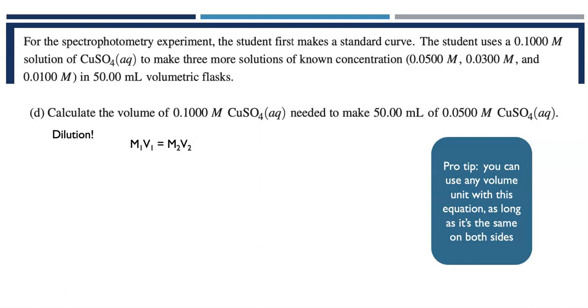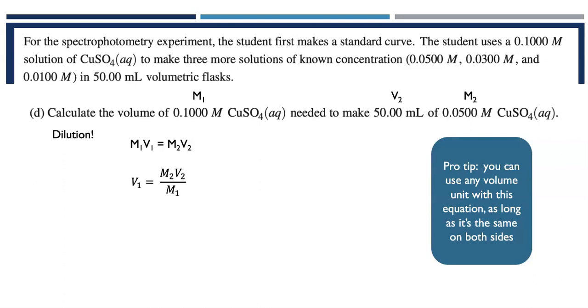So the way the problem is set up, I'm looking at this equation going, okay, I'm solving for V1. I want to know the volume of the original solution. In other words, the 0.100 molar copper 2 sulfate, that's M1. I know V2 is 50.00 milliliters, and M2 is 0.050 molar copper 2 sulfate. So I'm really solving for V1.